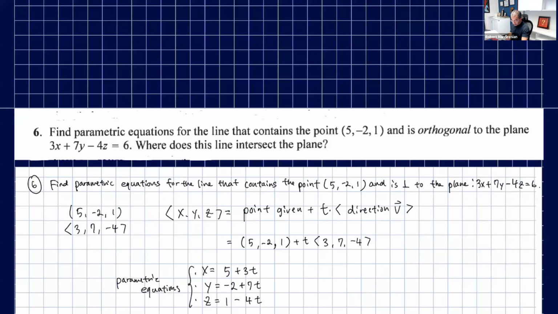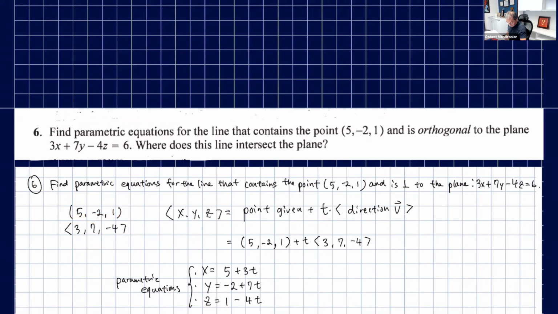Number 6: find the parametric equation for the line that contains the point (5, -2, 1) and is orthogonal to the plane 3x + 7y - 4z. So where does the line intersect the plane? Now we have a point, and we have the coordinates of the vector n of that plane.